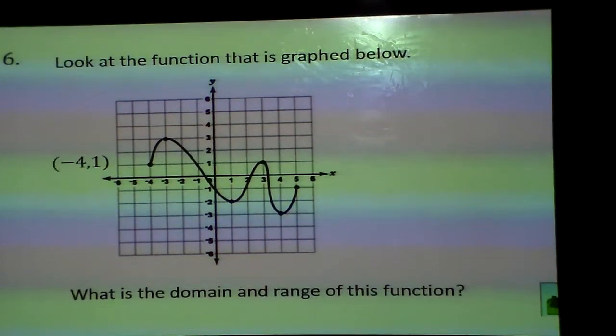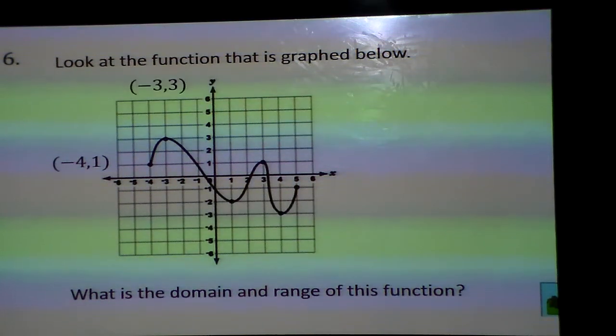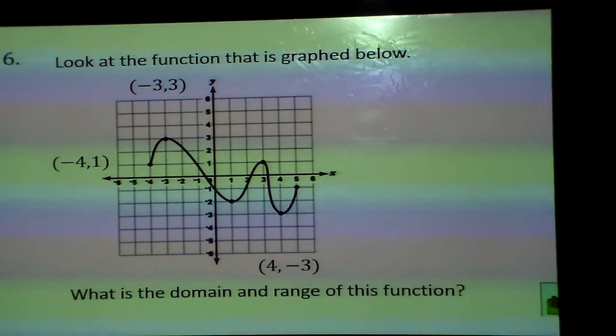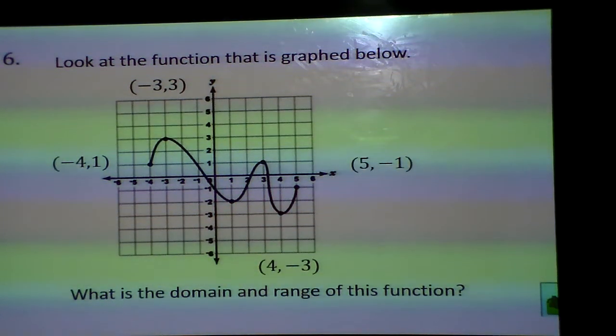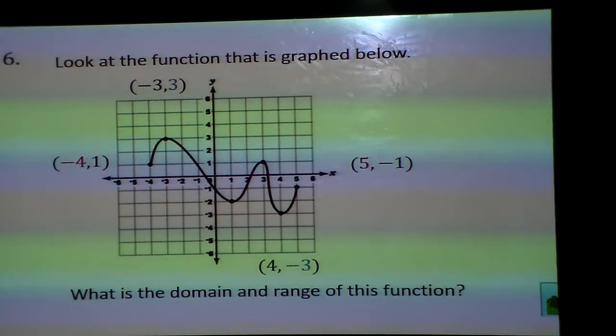Okay, number 6 here. Look at this graph. I kind of plotted the farthest point left, which is -4, 1. The highest point, which is -3, 3. The lowest point, which is 4, -3. And the furthest point right, which is 5, -1, because that's all I need for the domain, because this is continuous.